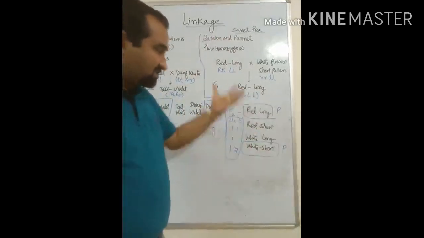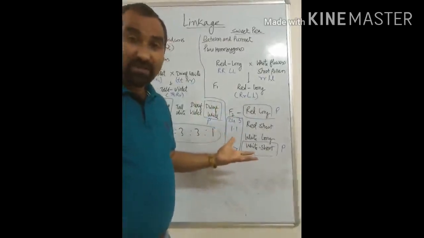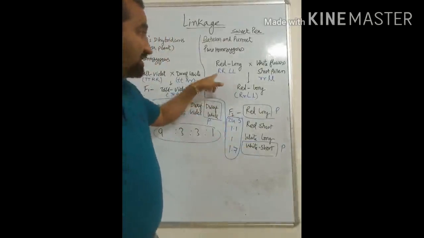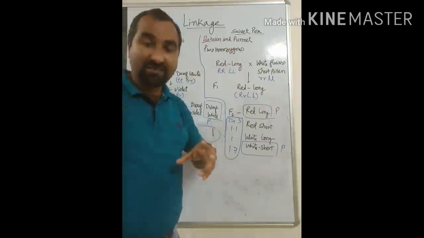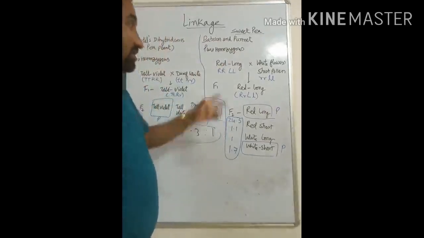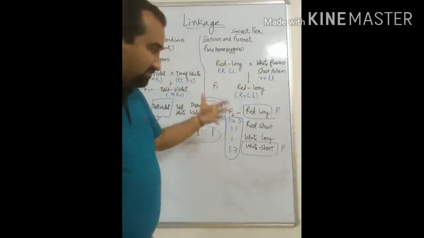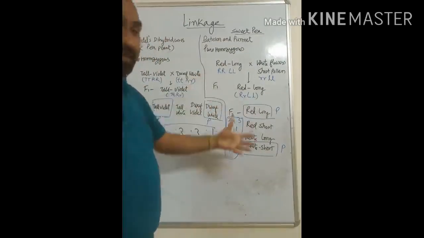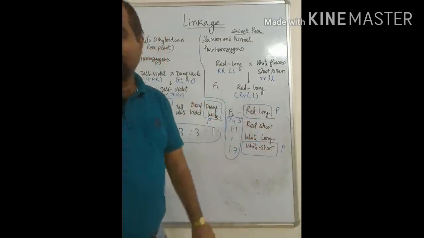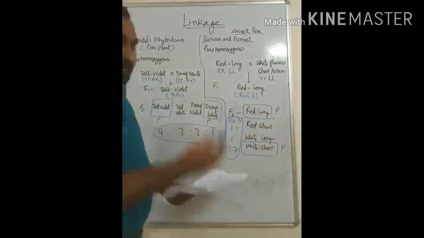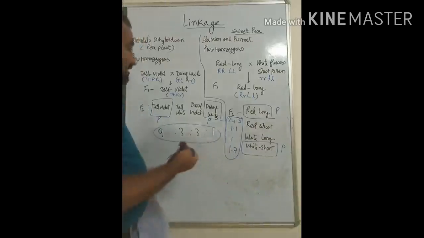So how can this type of result be explained? If there is no independent assortment, it means both genes should be linked. These genes should be present either on the same chromosome or on different chromosomes, and how these genes are linked deviates the normal phenotypic expression in the F2 generation. So it was decided by some calculations.